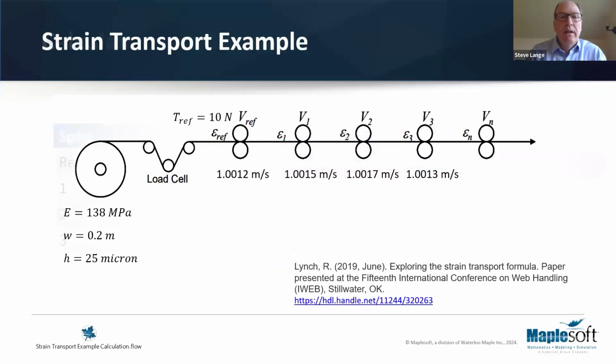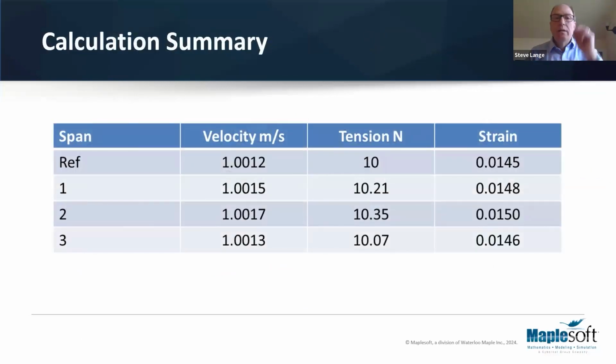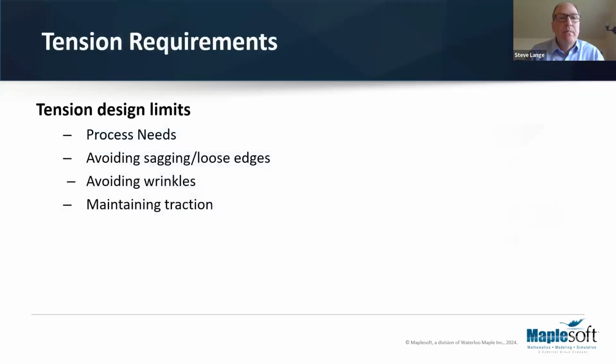And there's the example, and this was the summary. So we see velocity differences by span and tension and strain changes at steady state. So let's switch now into tension requirements.